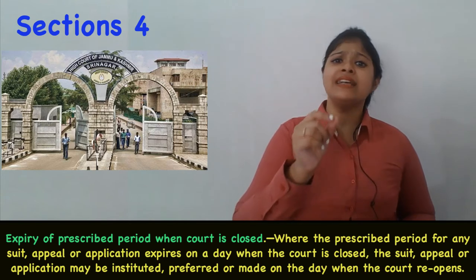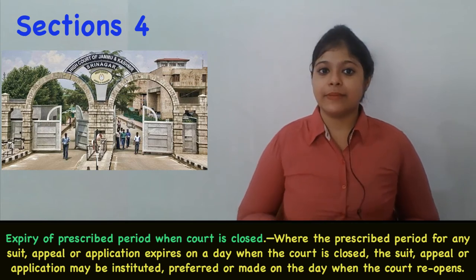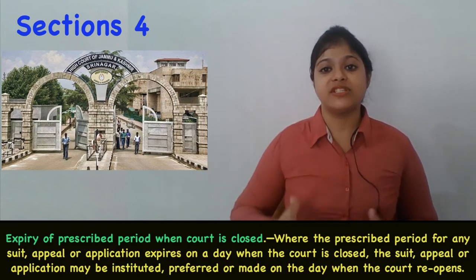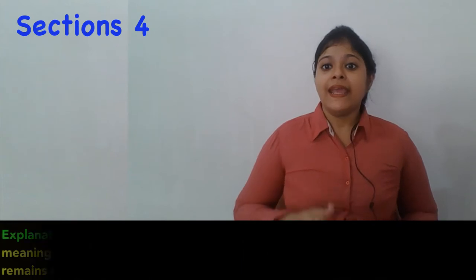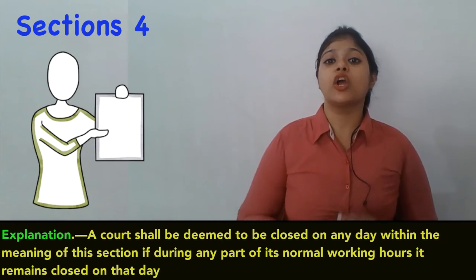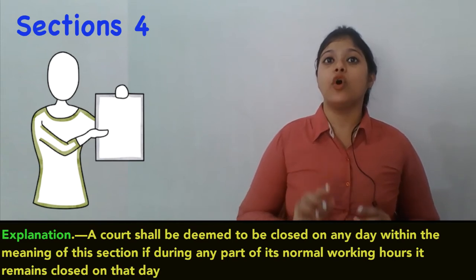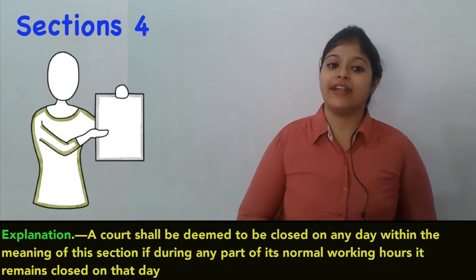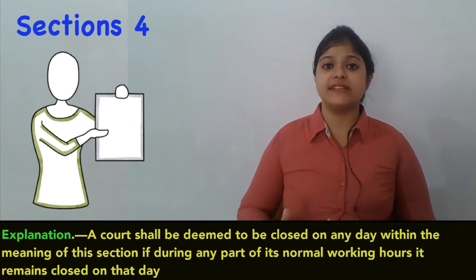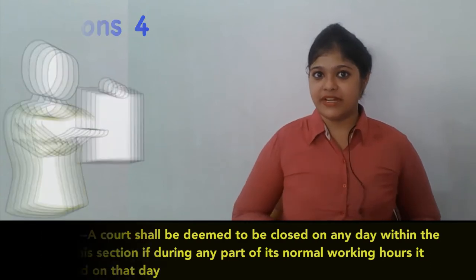That is, suppose the last day to file your appeal is 13th of September 2020, which is a Sunday. Your limitation period will be counted till 14th September 2020, which is a Monday and a working day for the court. In the explanation of section 4, it is mentioned that a court shall be deemed to be closed on any day within the meaning of this section if during any part of its normal working hours it remains closed on that day. This means that if it is a national holiday or any other day for any reason the court is closed, then that day will not be calculated within the period of limitation.